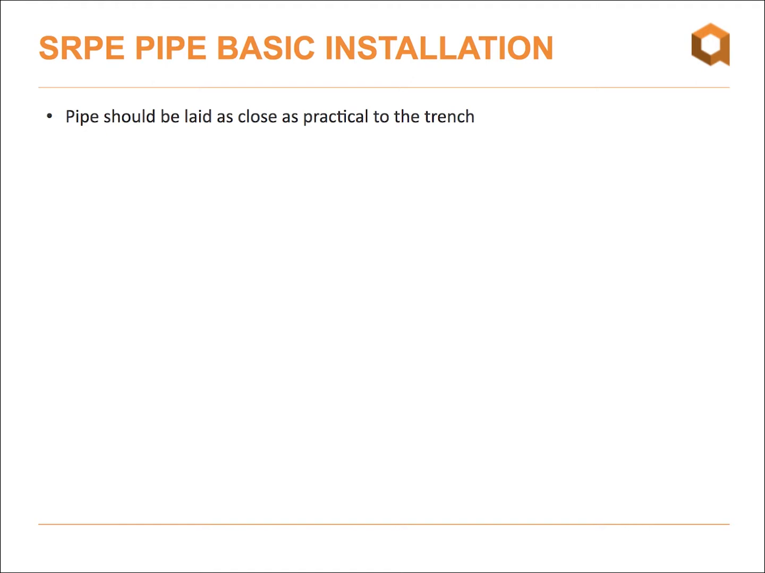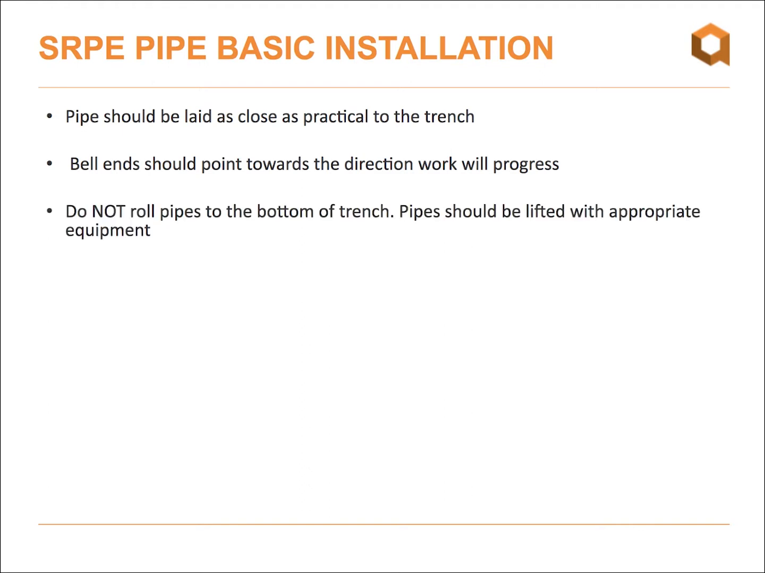The bell ends should point towards the direction the work will progress, because you will be inserting spigot into bell. That's the best way of preventing granular material to enter the joint. So if your bell is clean and you're inserting the spigot, it makes it that much easier. Do not roll the pipe to the bottom of the trench for obvious safety reasons, and you want to make sure that you're protecting your people in the trench, so pipes should be lifted with the appropriate equipment.